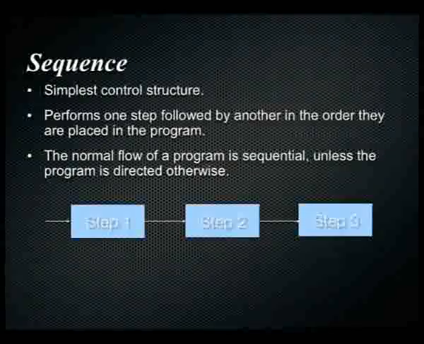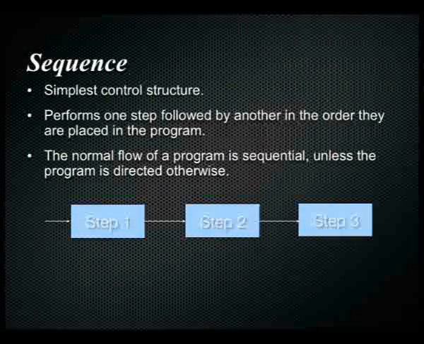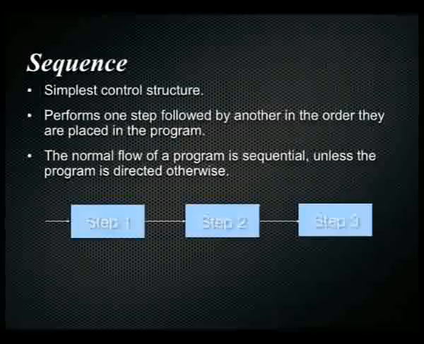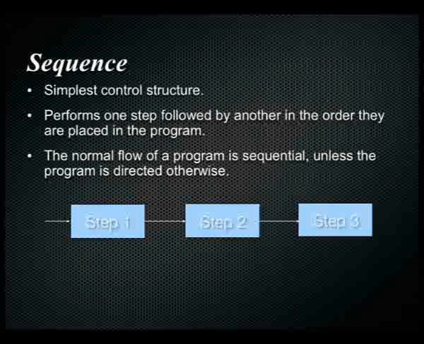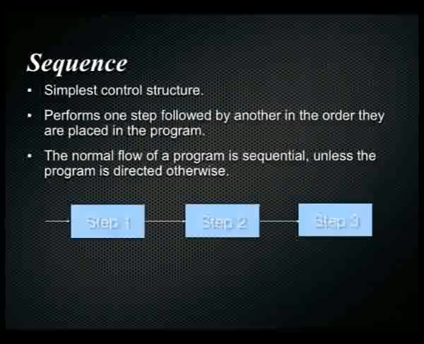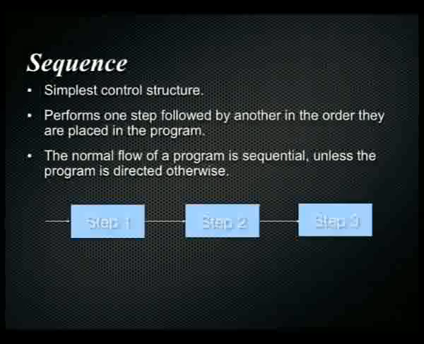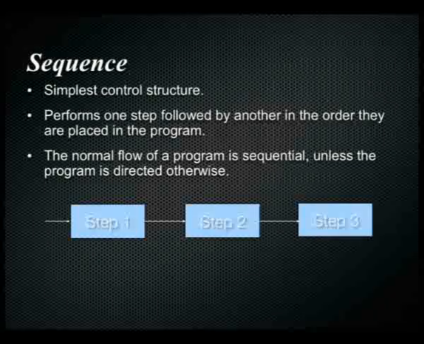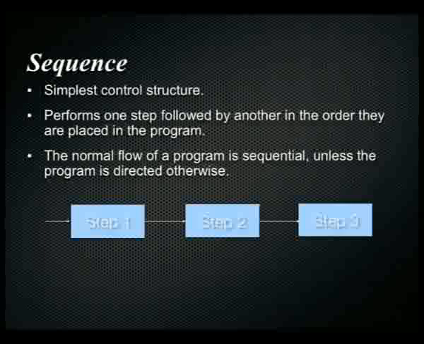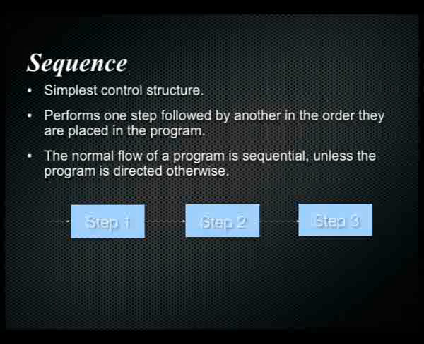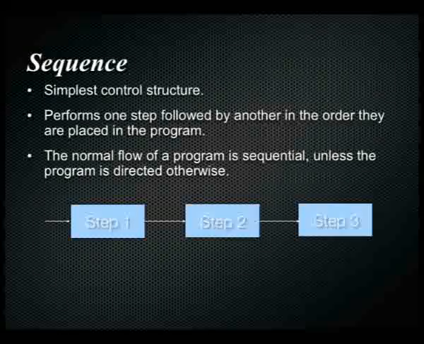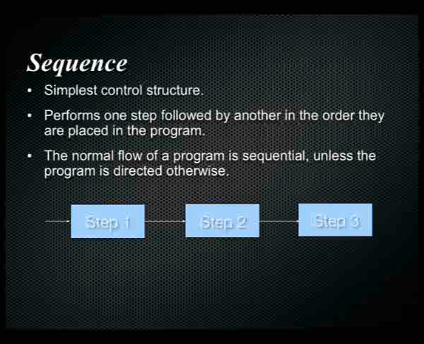So when it comes to sequence, as I said before, this is the simplest control structure. This is simply where we do one step after another, like in the recipe. Step 1, step 2, step 3, step 4, step 5, step 6, and so forth. So they simply do these statements in our program in the order that they appear. Okay? And of course, the normal flow of a program is sequential unless the program is directed otherwise. So unless we hit one of the other control structures, the flow of the program is always sequential.